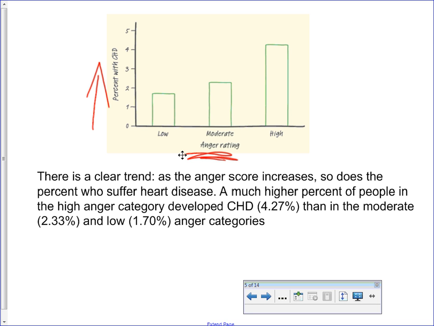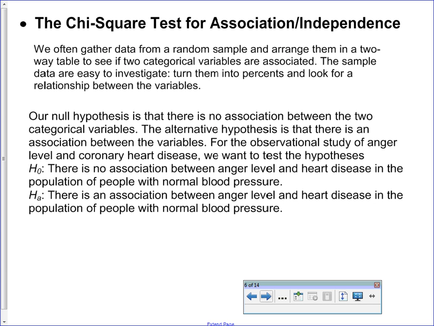So what test are we going to run? Well, we are going to run the chi-square test for association, or independence. I'm going to take out the independence part, and we're just going to call it the chi-square test for association. We're going to use this. People get confused when they start using independence because they start getting confused with the independence part of their conditions, so we're not going to mess with that.